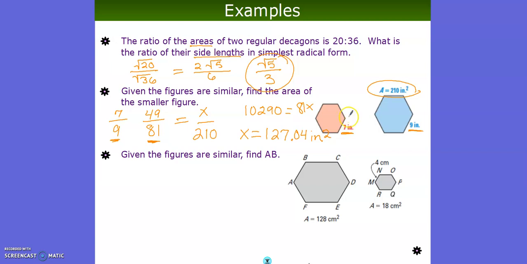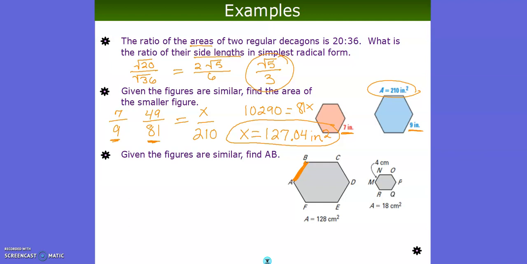You could have rounded this to the nearest whole number. It didn't specify, so we'll want to make sure we're specific in our directions on tests and quizzes and things. When we take a look at our next one, it says, given the figures are similar, so that's really important. We need to know that these shapes are similar. Find the length of AB. So this is a side length we're looking for here.